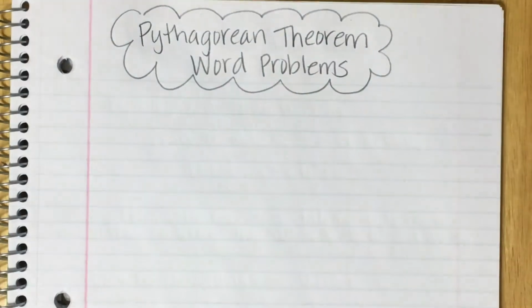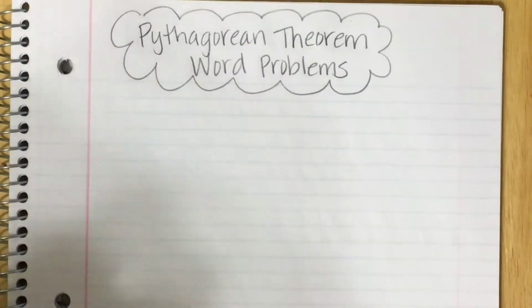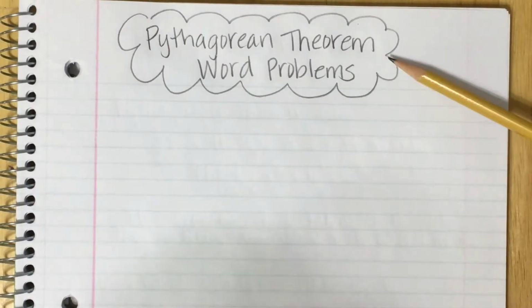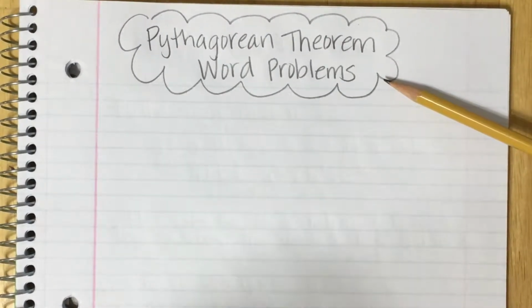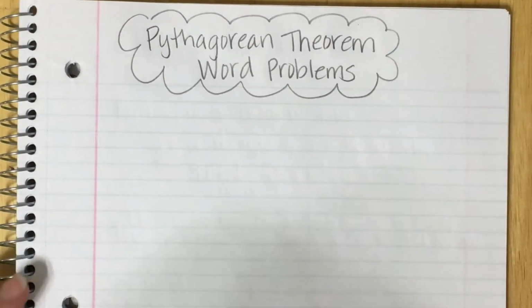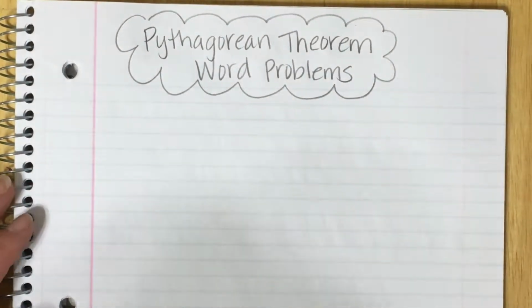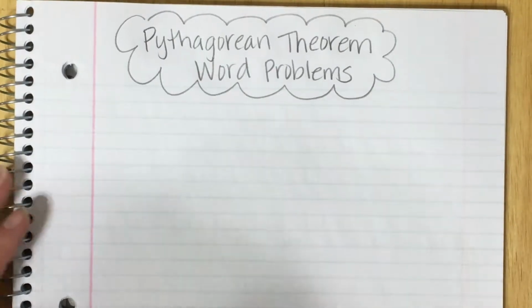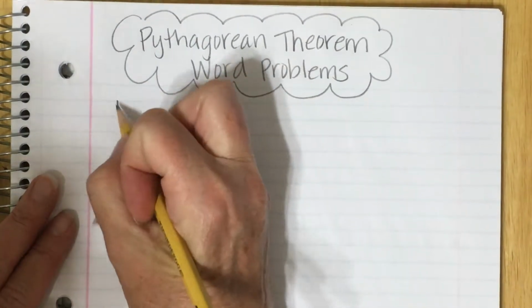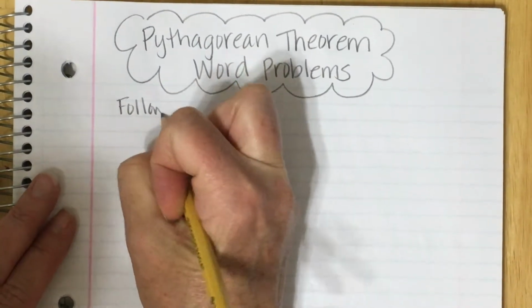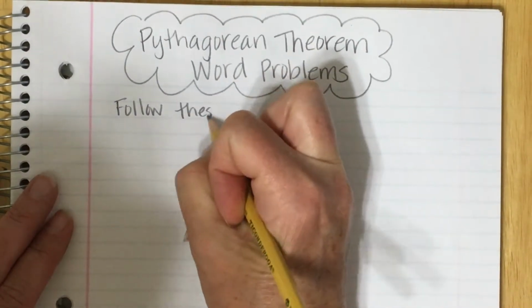Okay, today Pythagorean theorem gets a little bit more complicated because we're going to have word problems, problems that use Pythagorean theorem to find missing values. So there are some simple steps that you can follow that make this project a little bit easier. So as you do your Pythagorean theorem word problems, you want to follow these simple steps.